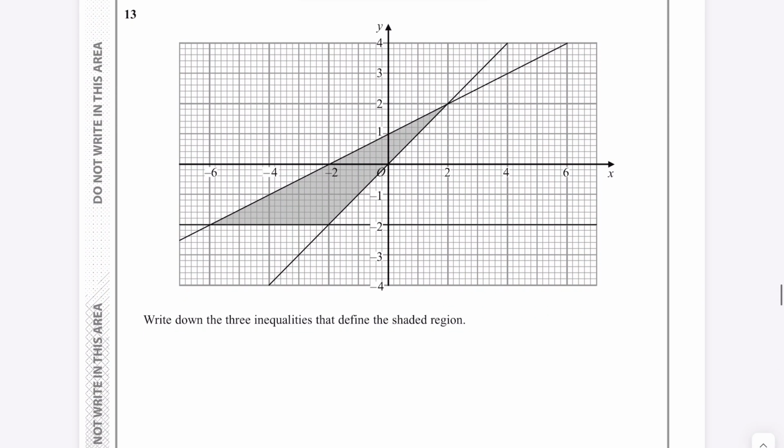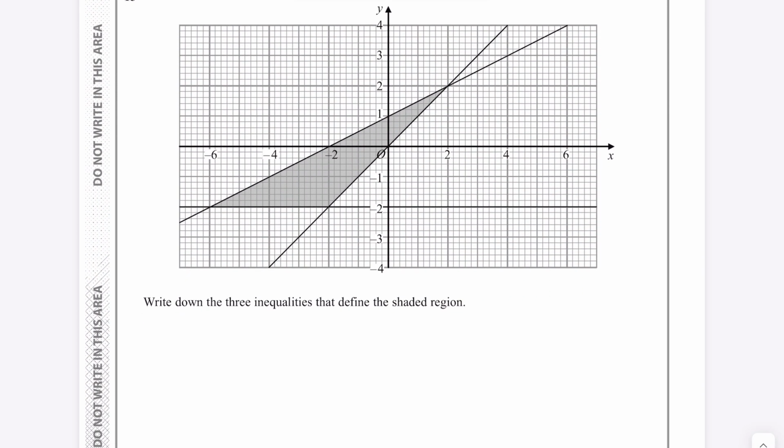Next question, write down the 3 inequalities that define the shaded region. So if I was to highlight this just to make it very clear, so that goes from there to there, and then there to there, and then there to there finally. So if you start off with the easier one, that's that there, we can see the line right there is going to be y is greater than minus 2. The line crosses the y-axis only, and it must be greater than because it's shaded above.